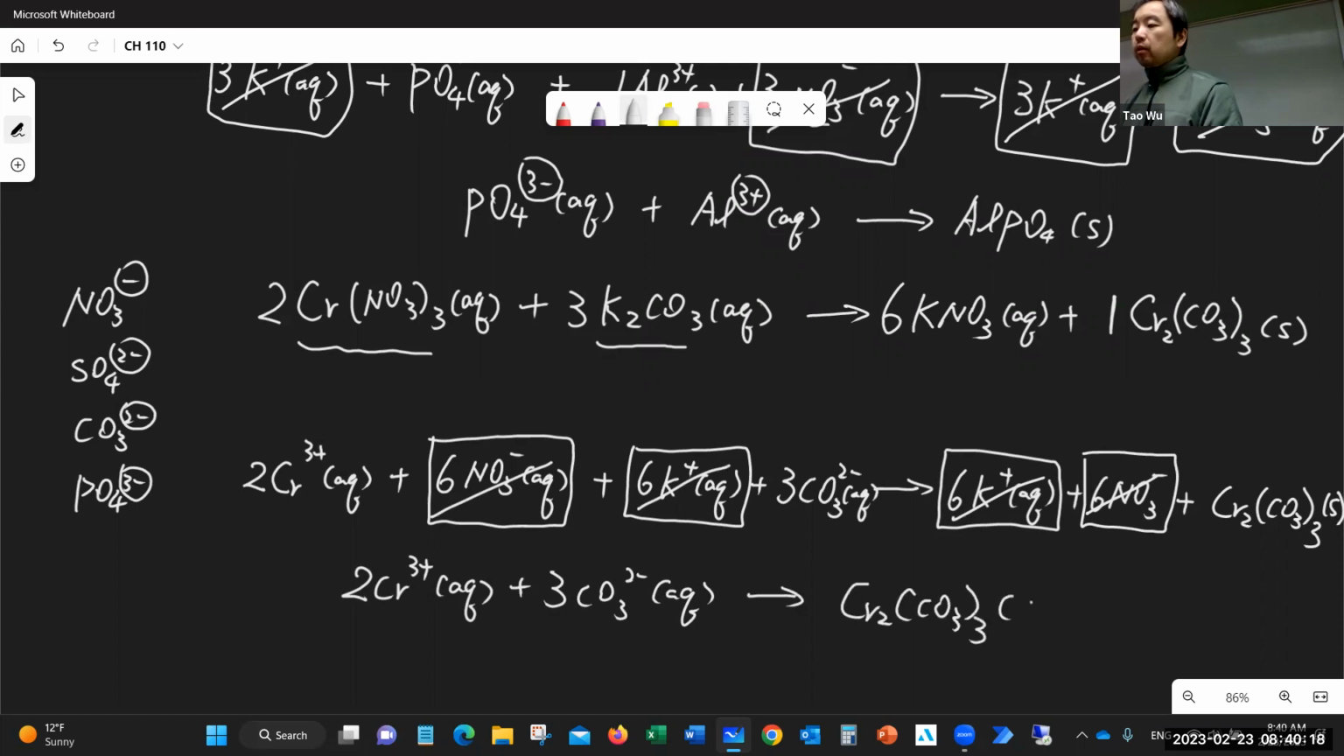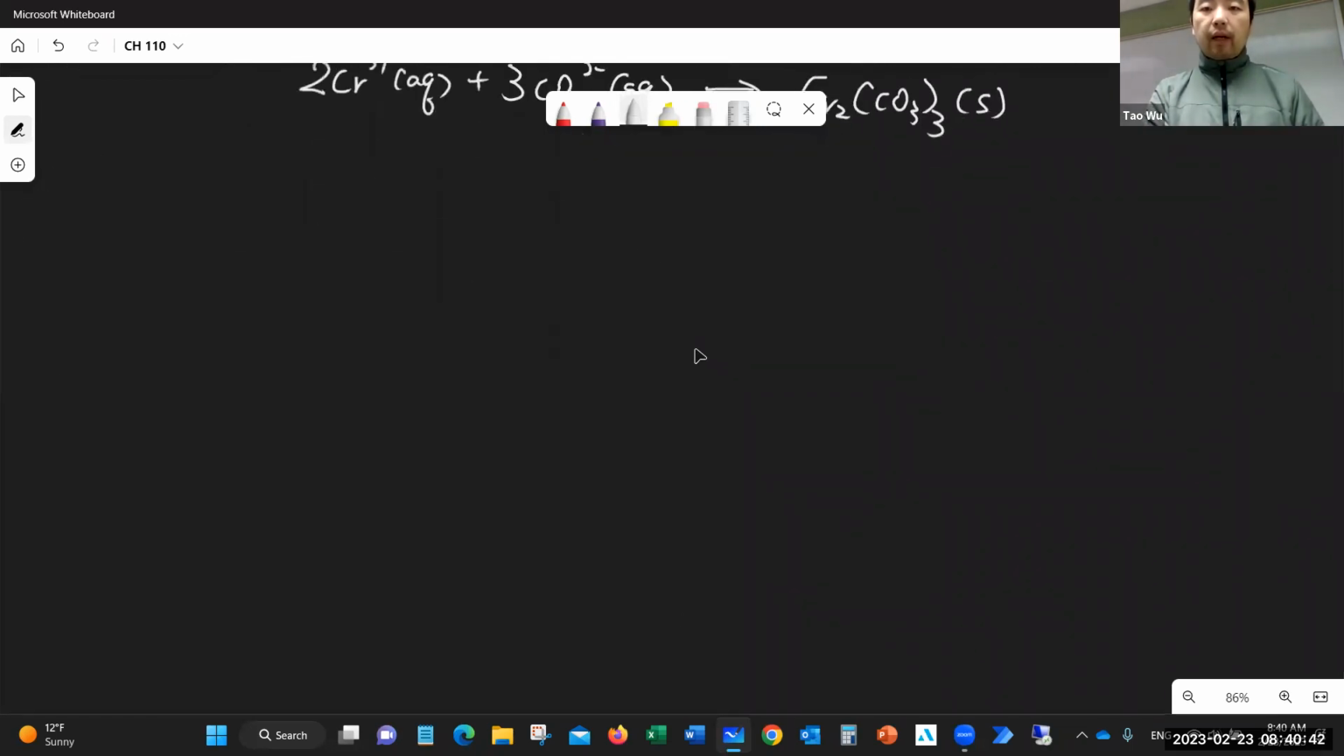So again, what's the meaning of this? That means nitrate and potassium are not doing anything in these reactions. They're not really doing the reactions. The thing is just chromium and carbonate. Those two combined together make up the precipitate, and that's it. Okay, yeah, we spent like half an hour on what we learned last time. Okay, let's take a break, and then we will talk about stoichiometry.